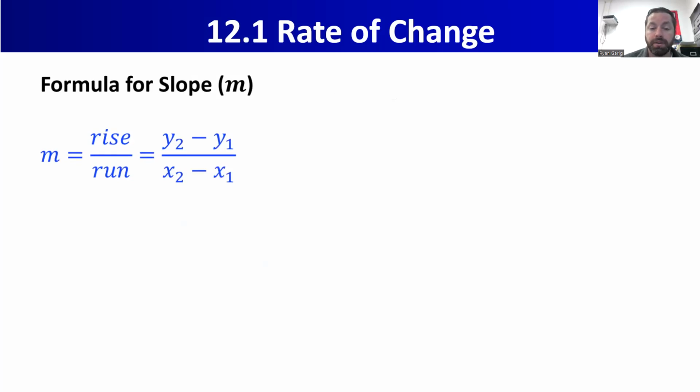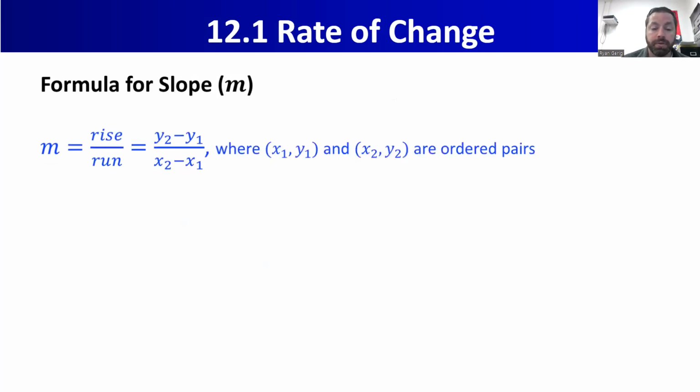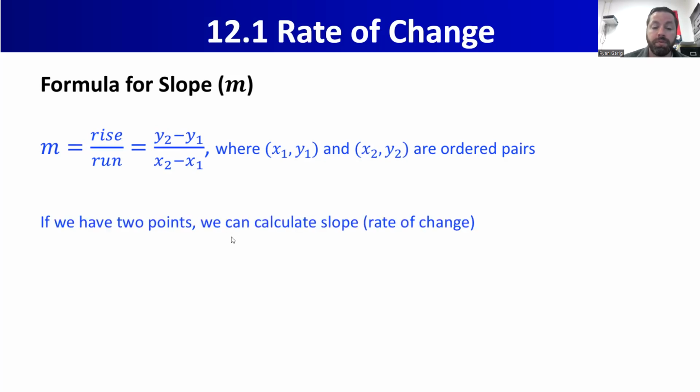Now, what are y2, y1, x2, and x1? Those are just points. Those are going to be numbers that you're going to get from certain relations, which we talked about in the previous week. So the little ones and twos mean the first x coordinate and the first y coordinate, and the second x coordinate and the second y coordinate. If we have 2 points, we can calculate slope.